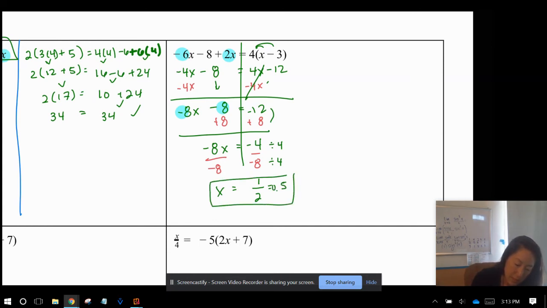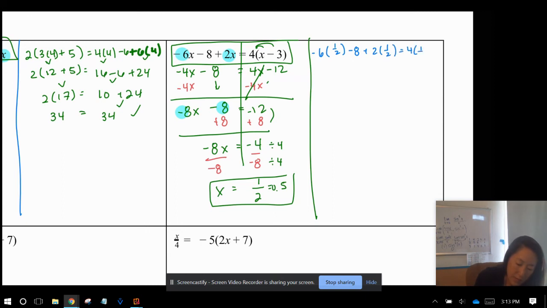So again, we're going to take the initial and double check to make sure we have the right answer. So negative 6 times 1/2, or half of negative 6, minus 8, plus 2 times 1/2 is equal to 4 times 1/2 minus 3. Okay, so half of 6 is 3, and it's negative, minus 8, and half of 2 is 1.